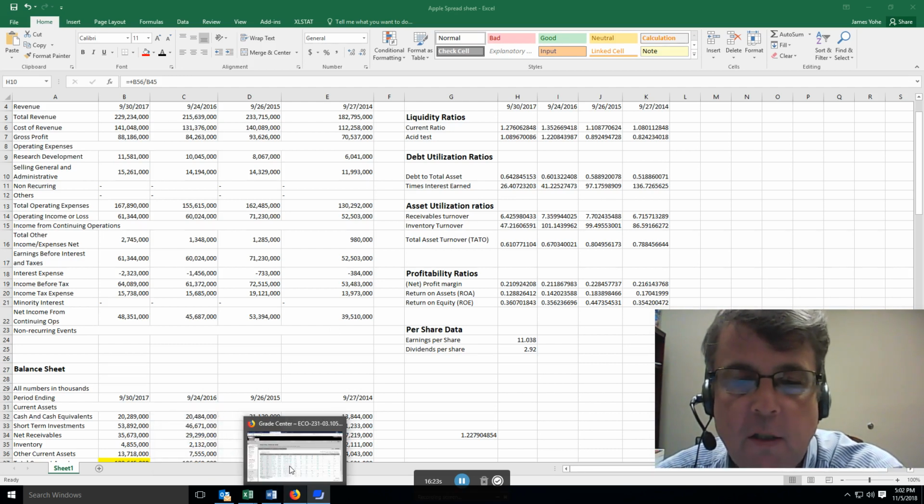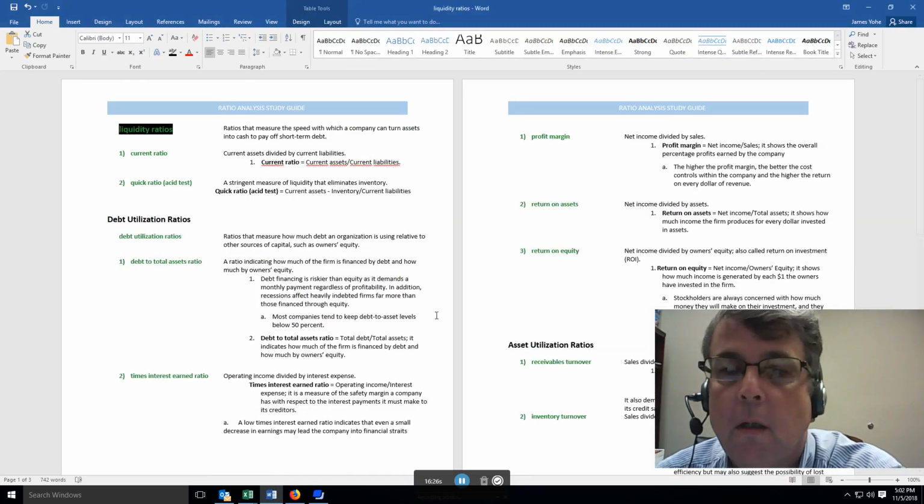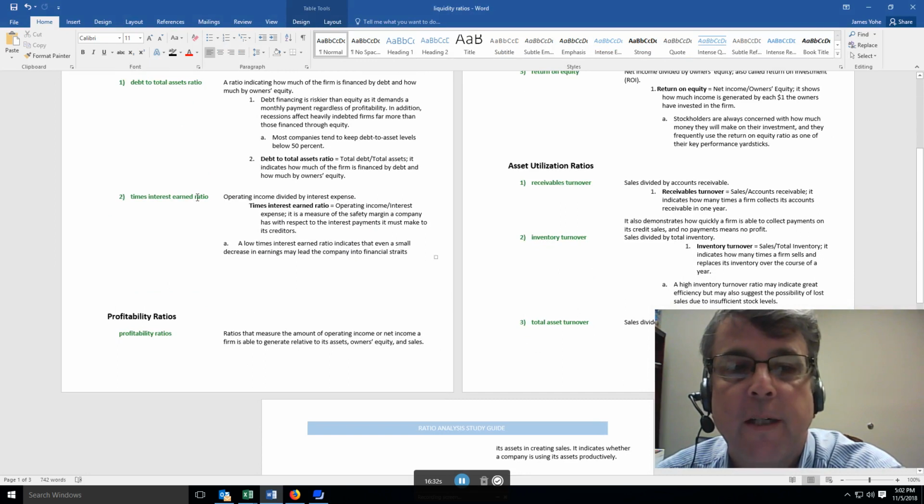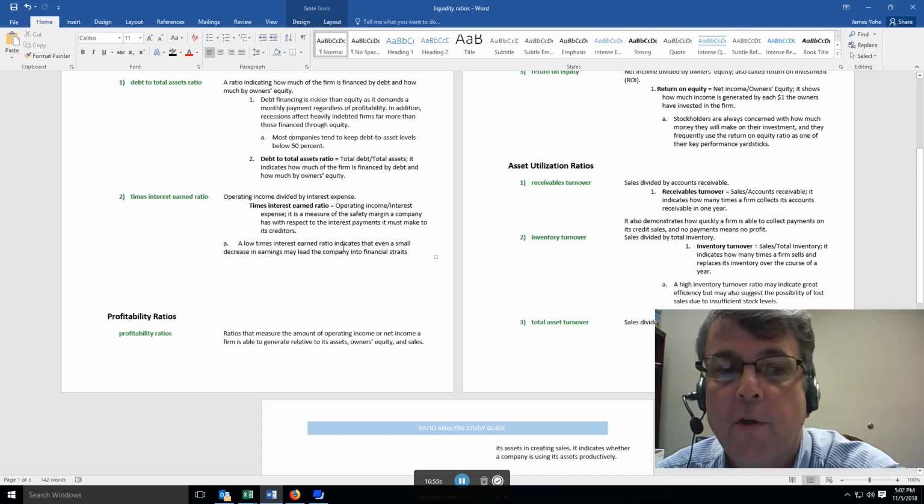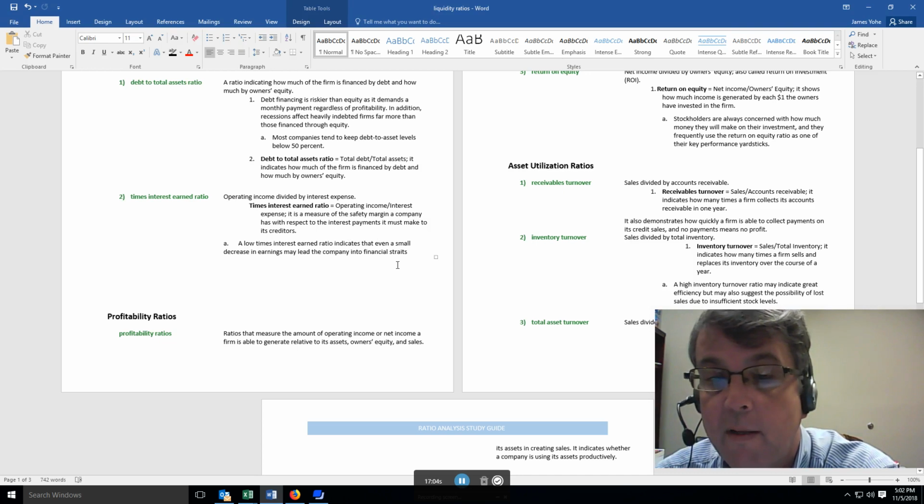So times interest earned. Okay. Times interest earned ratio is operating income divided by interest expense. It is a measure of the safety margin a company has with respect to the interest payments it must make to its creditors. A low times interest earned ratio indicates that even a small decrease in earnings may lead the company into financial straits. In other words, they won't be able to pay their bills.